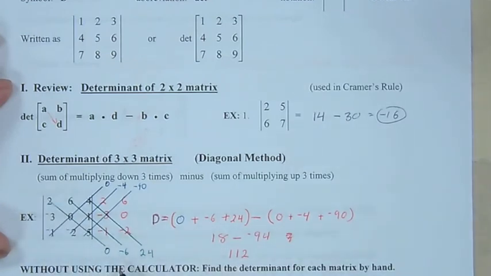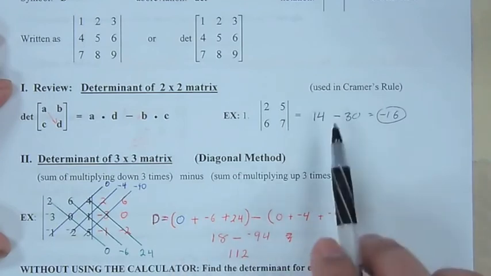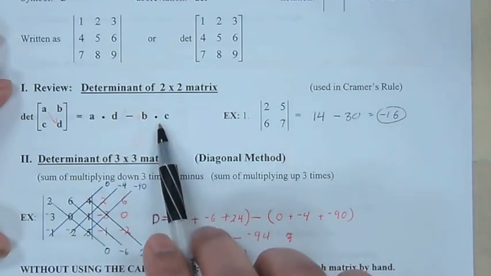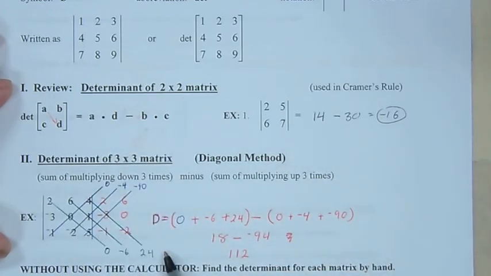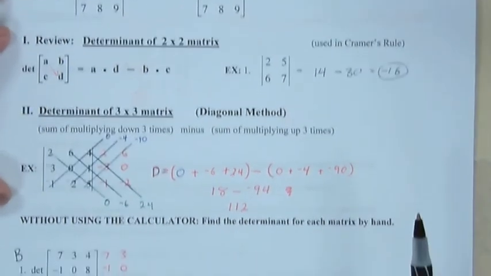So multiply diagonal down, and this time it's the sum of all the diagonal downs. Over here, it was just one diagonal down minus one diagonal up. This time we're going to have 3 diagonal downs. So multiplying diagonal down, we get 0, negative 6, 24. We add that together, we get 18, and we multiply diagonal up: 0, negative 4, negative 90. We add that up, we get 18 minus negative 94. Well, minus a minus is actually a plus, so the answer is 112.